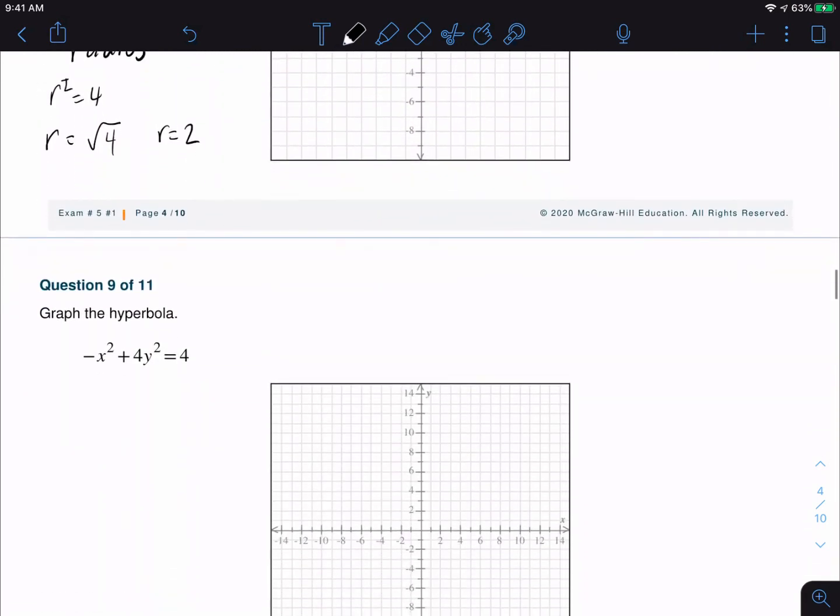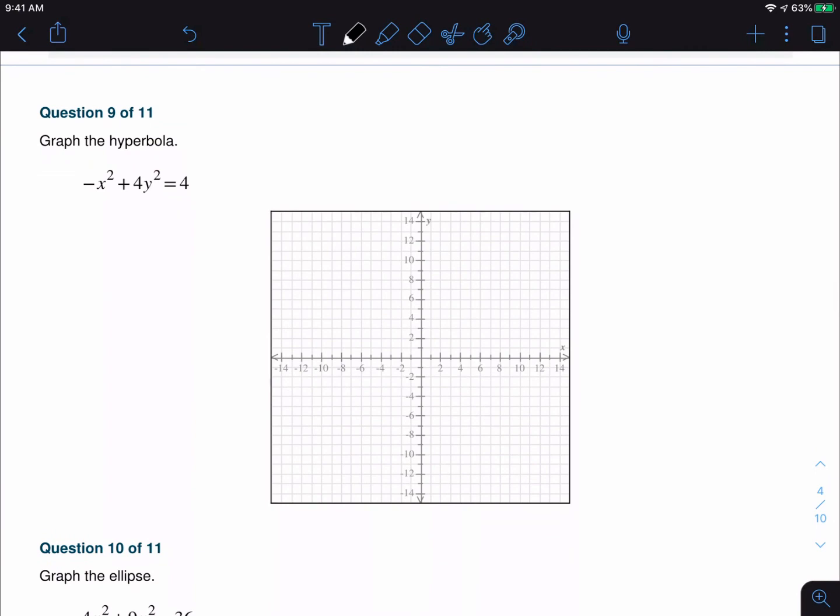All right, here's number 9. And now here it's asking for a hyperbola.